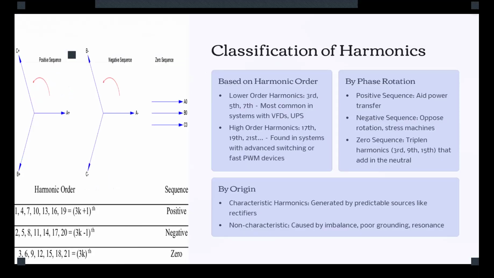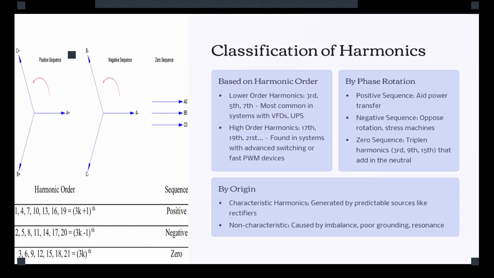Now, we can classify the harmonics from different aspects. One aspect is the harmonic order, which refers to how many times their frequency is compared to the system base frequency. For example, 120 hertz is the second order harmonic, and in a 60 hertz system, the third harmonic is 180 hertz. Lower order harmonics, like the third, fifth, and seventh, are the most common in the system. They normally have the highest amplitude in our frequency spectrum, and we need to pay more attention to those low order harmonics.